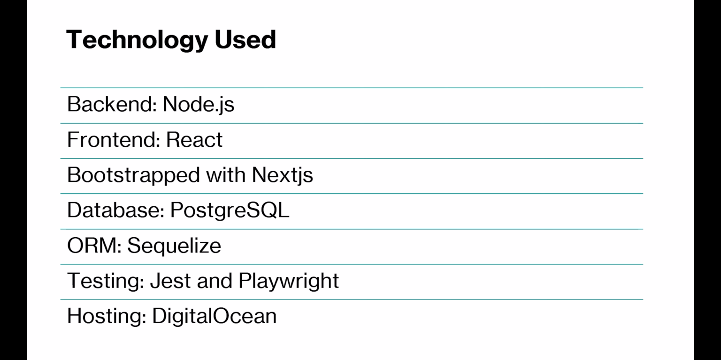Our database was constructed using PostgreSQL, and we used Sequelize as our object relational model to relate data from our database to our code. For testing, we use Jest and Playwright, for both behavioral and unit testing. And our DigitalOcean droplet.